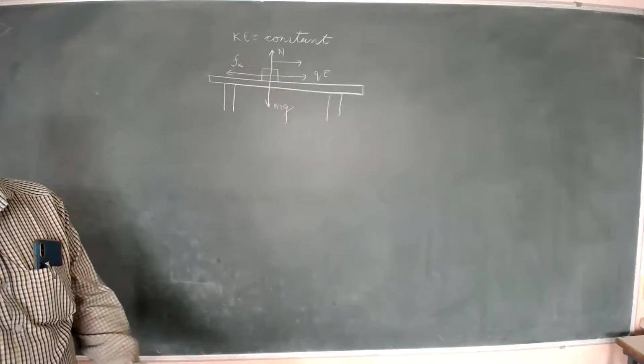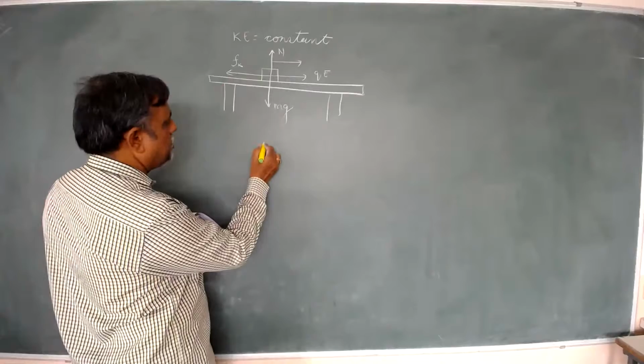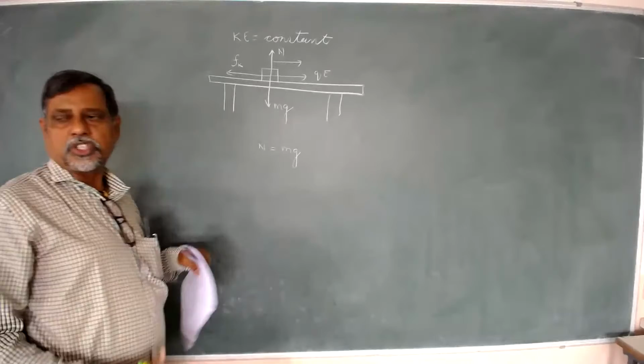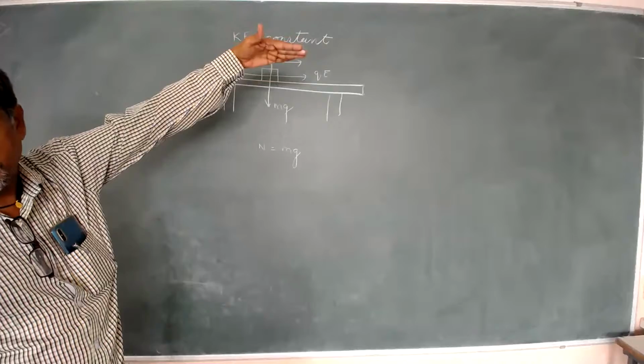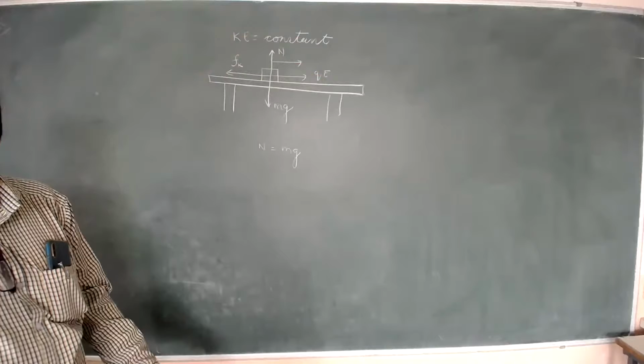Now, N and MG are on the same line but in opposite directions, so these two forces will get cancelled. Therefore, there is no motion along the vertical axis. The body is ultimately moving along the horizontal plane. That means the horizontal forces are not getting balanced.